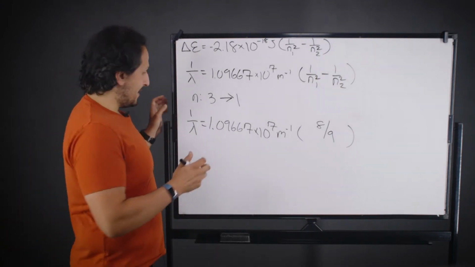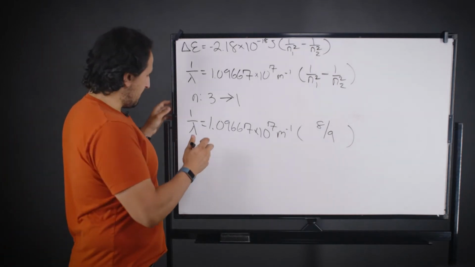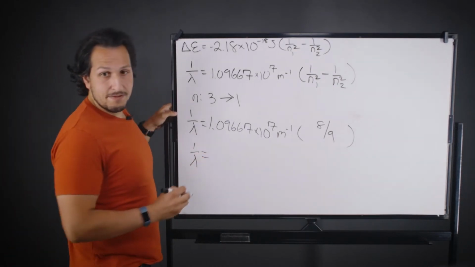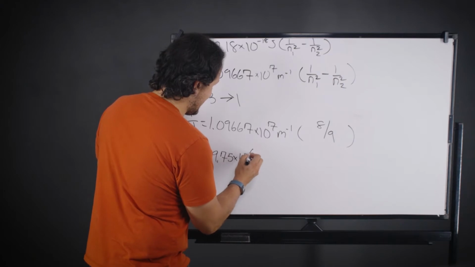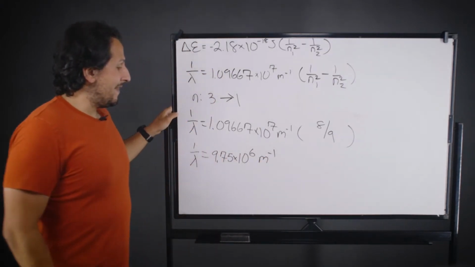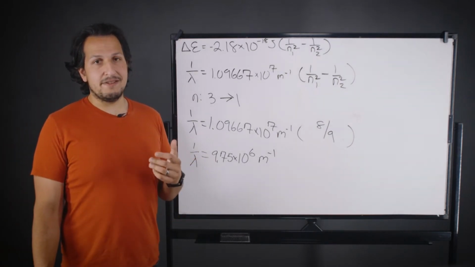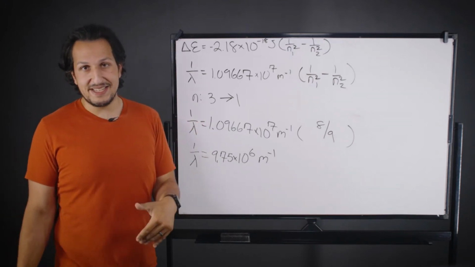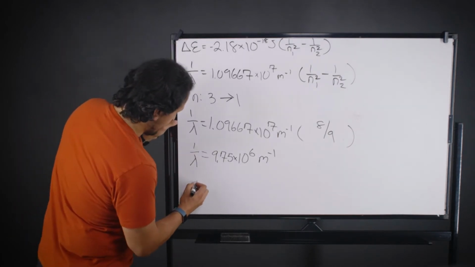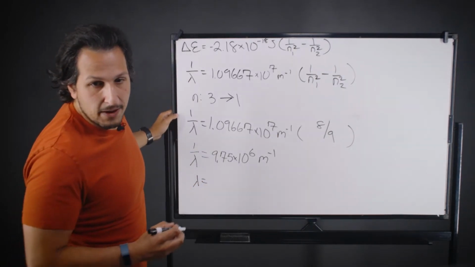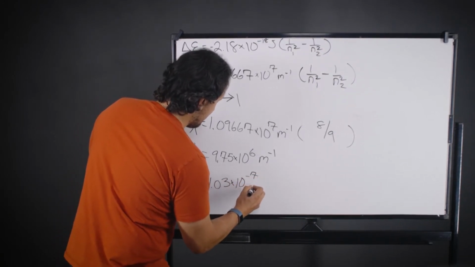So we run through this, and what we will find is 1 over lambda is equal to 9.75 times 10 to the 6 inverse meters. This makes no sense. Inverse meters is not a real thing. So in your calculator, you can either do 1 divided by the answer, or you can raise it to the -1 power. Either way, you will get lambda is equal to 1.03 times 10 to the -7 meters.